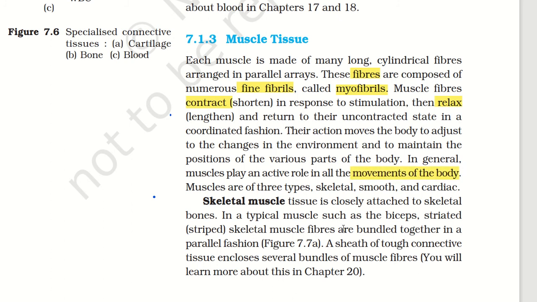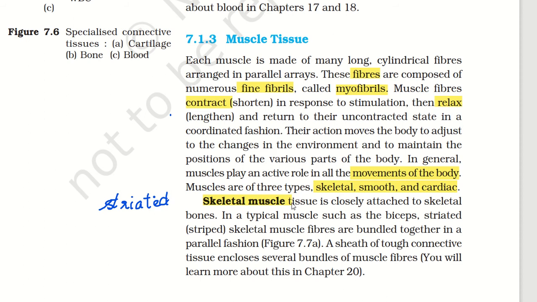Basically, muscles are of three types. They are the skeletal muscle, smooth muscle, and cardiac muscle. The skeletal muscle is also called striated muscle. Why is it called striated muscle?